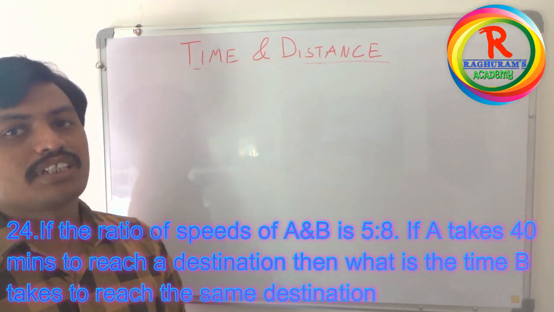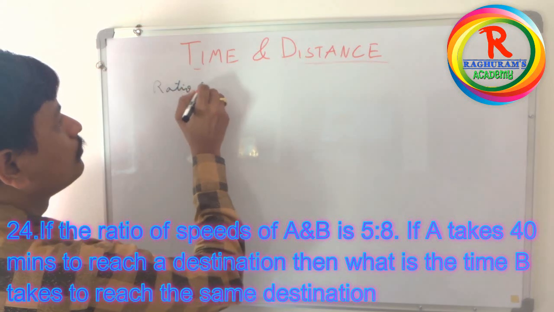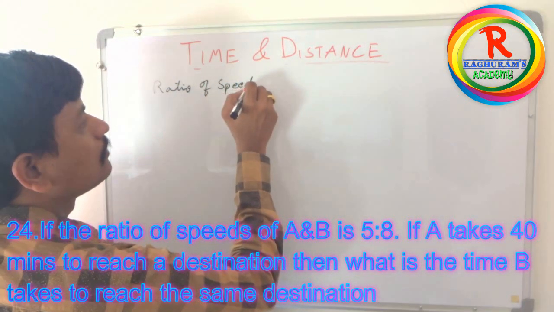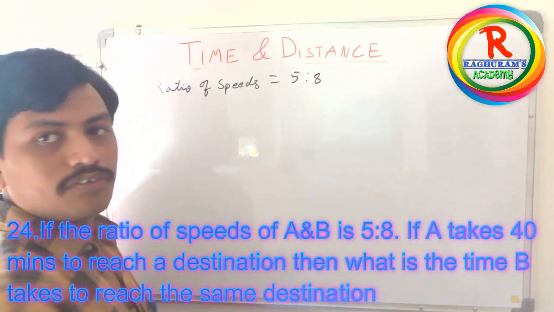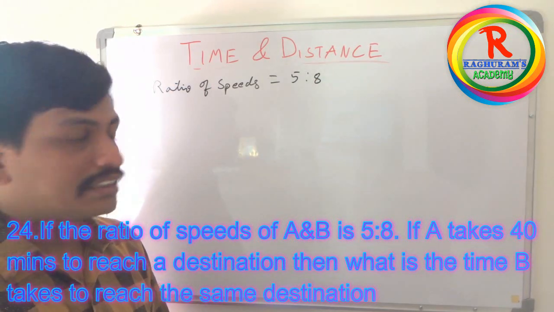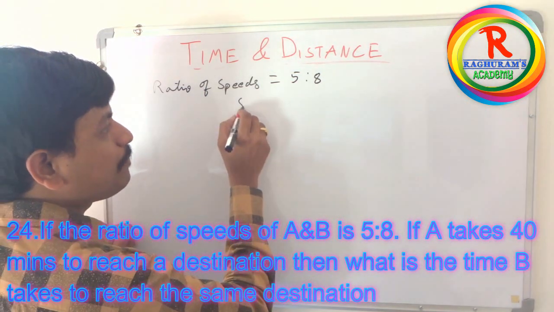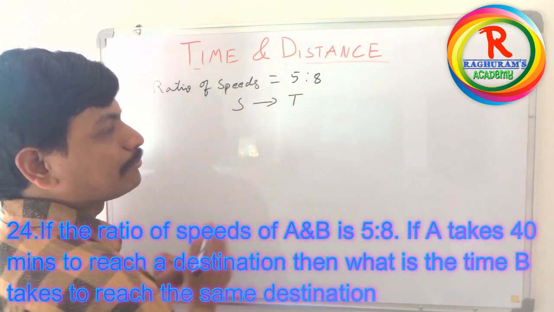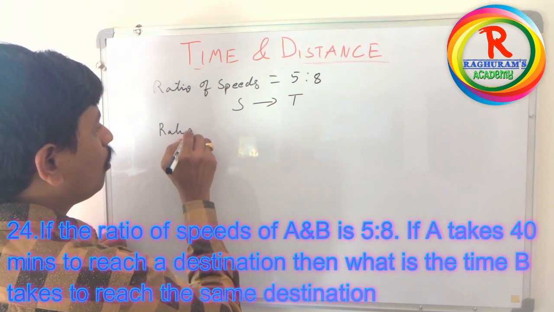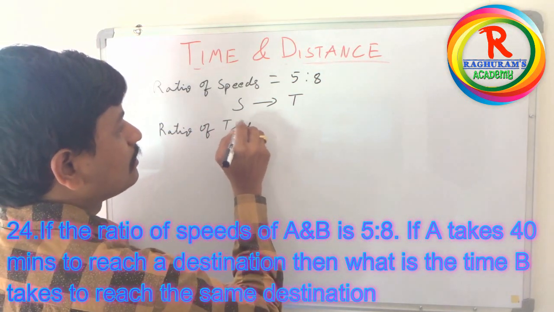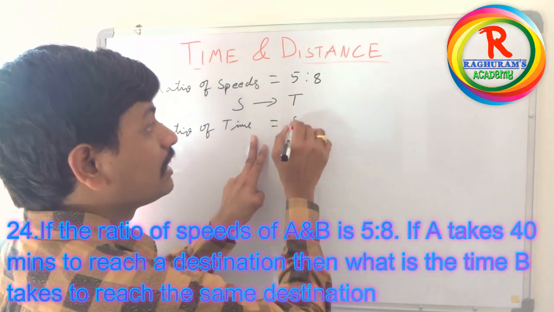So here in this case, the ratio of the speeds of A and B is given as 5:8. And A takes 40 minutes. Here in this case, we need the time. So we always remember that speed is inversely proportional to time. Speed is always inversely proportional to time. Then the ratio of time taken is the reciprocal of this one. If the speed ratio is 5:8, the time ratio is 8:5.